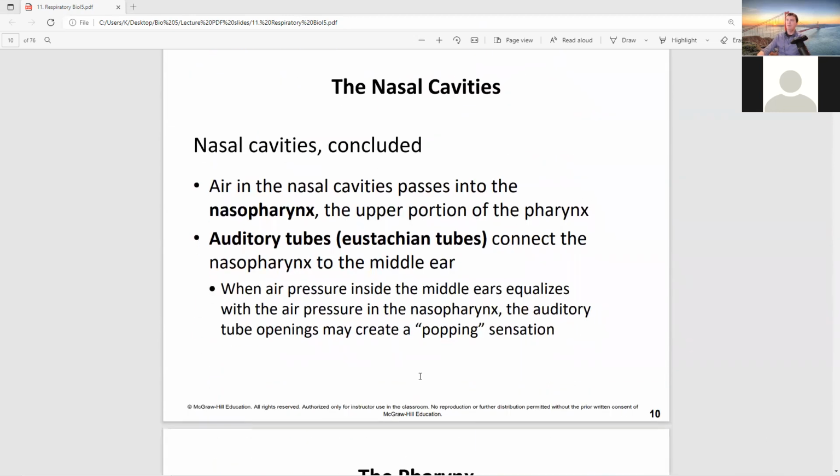So air in the nasal cavities passes into the nasopharynx, the upper portion of the pharynx. Auditory tubes or eustachian tubes connect the nasopharynx to the middle ear. When air pressure inside the middle ear equalizes with the pressure in the nasopharynx, the auditory tube opening may create a popping sensation.